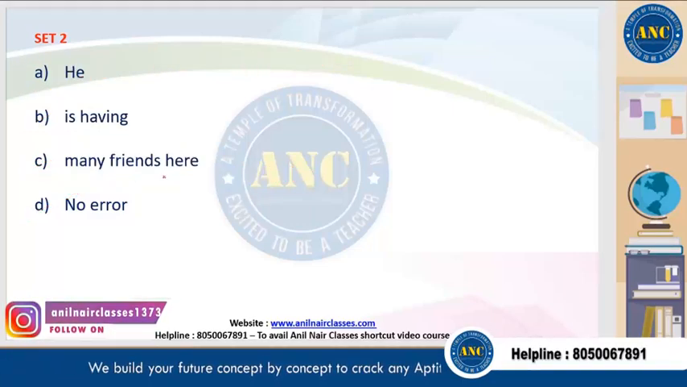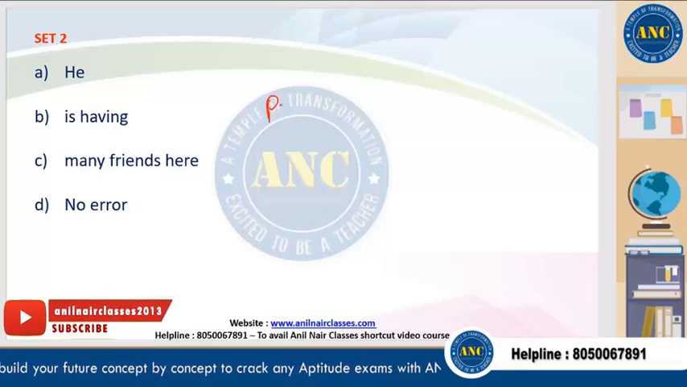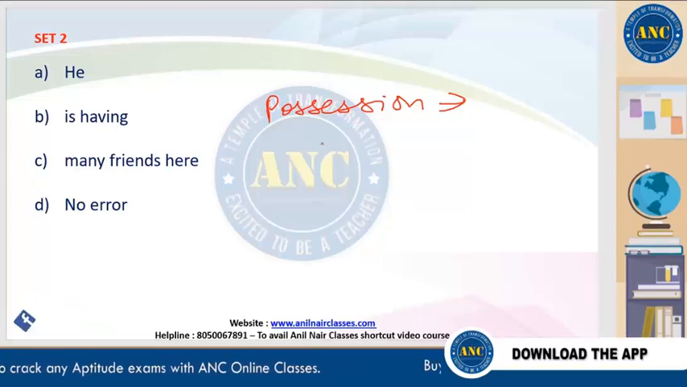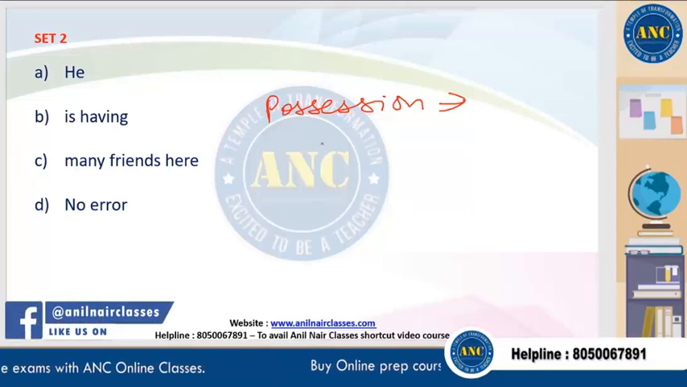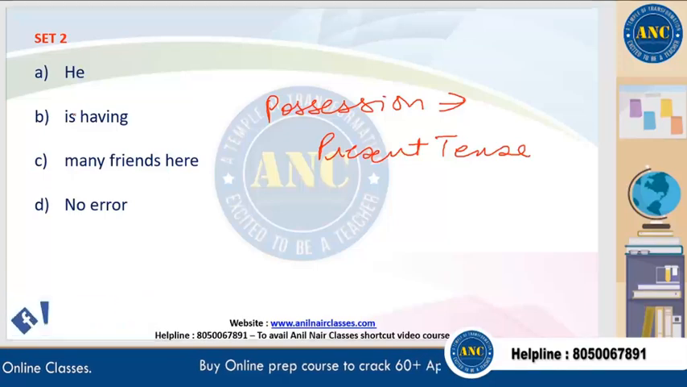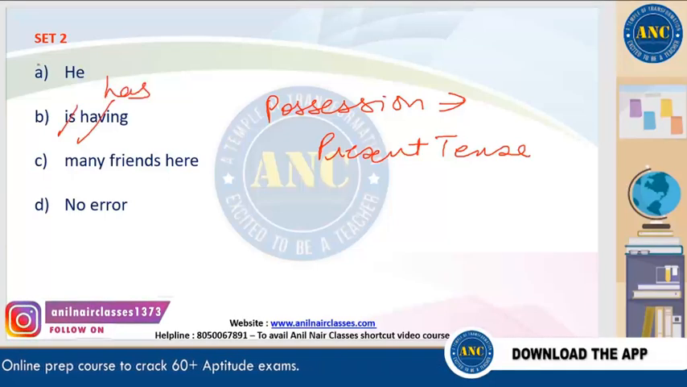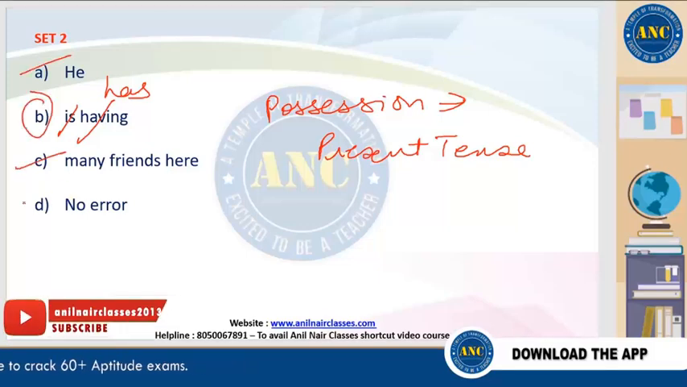"He is having many friends here." When we talk about possession, we use only the present tense, right? "He has many friends here." So it should be B. Get rid of A, C and D.